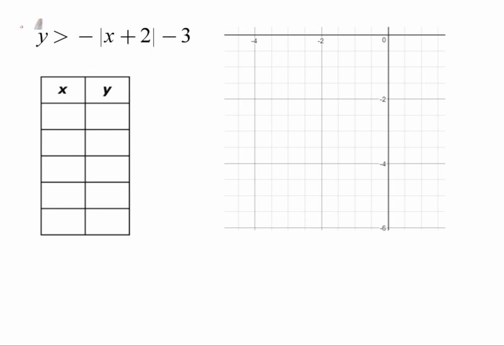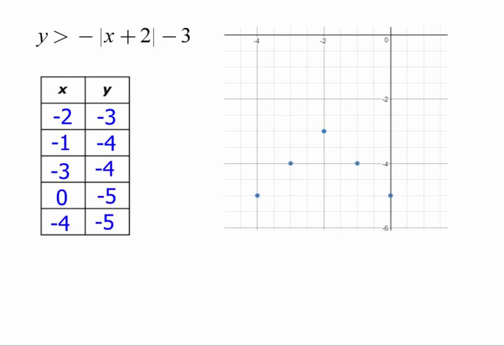This one is y is greater than the absolute value of x plus 2 minus 3. First off, I want to find my vertex. This is a plus 2 minus 3 here. So my vertex is going to be at -2, -3. Notice inside my absolute value bar is going to be the opposite. If this is a plus 2, then the x value of the vertex is at -2.